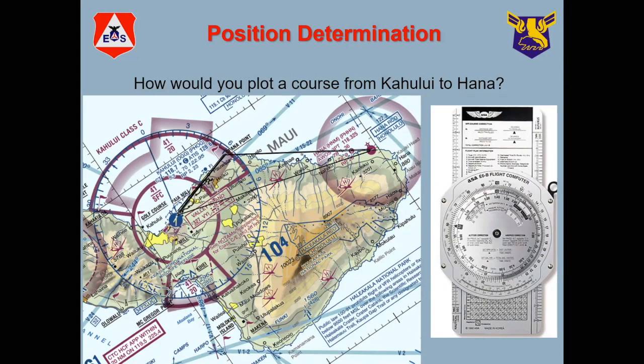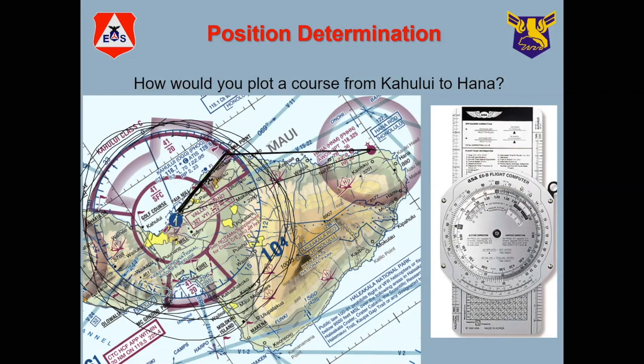Kahului to Hana Point? Right. What would be our heading? It looks like roughly about 062 degrees. Right. And then now we need to change to follow this line. So the first one was easy because we have the compass rose to help us determine what our heading is going to be.